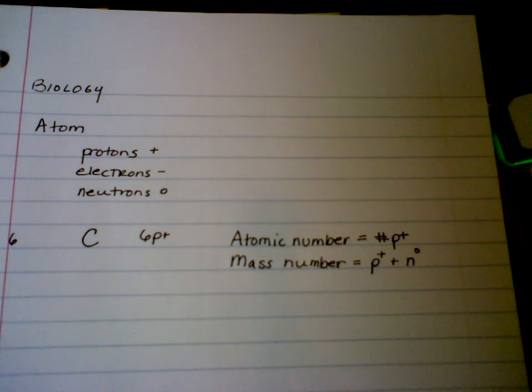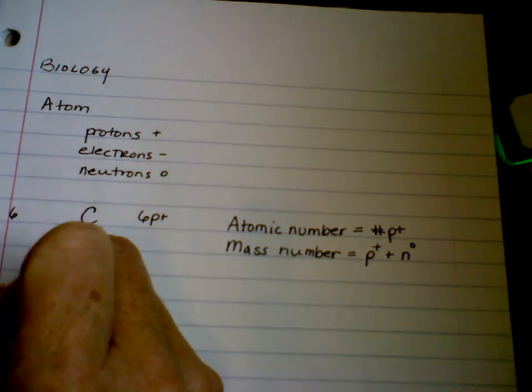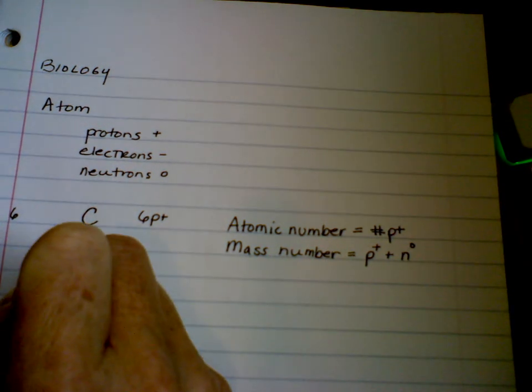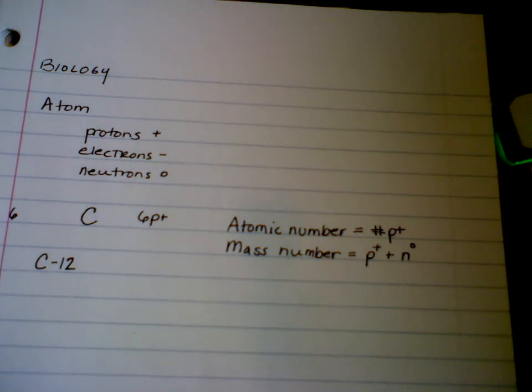So when we look at carbon, the most common type of carbon that we see is carbon that has a mass number of 12. It's very common, very readily seen mass of carbon.